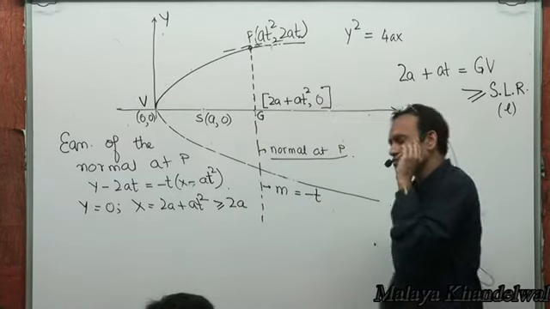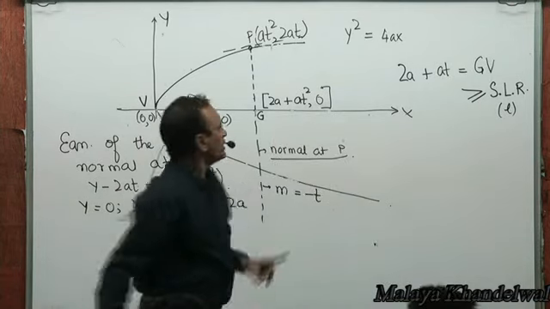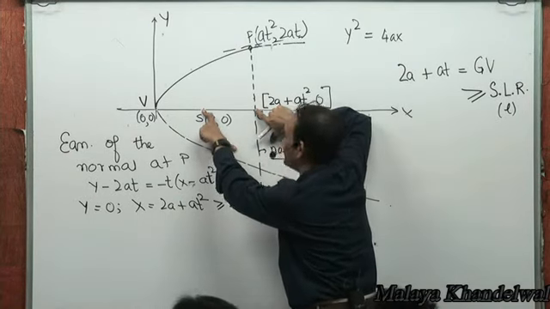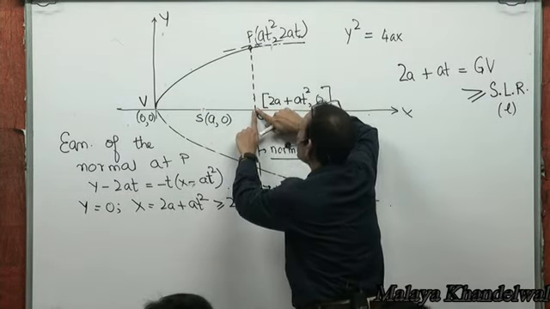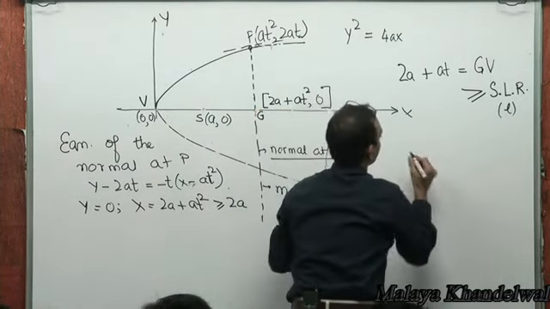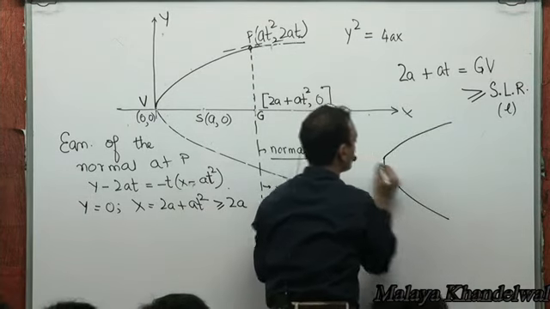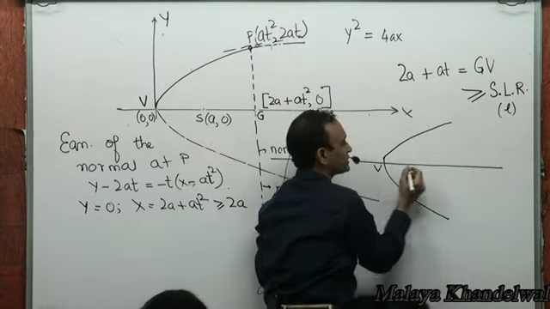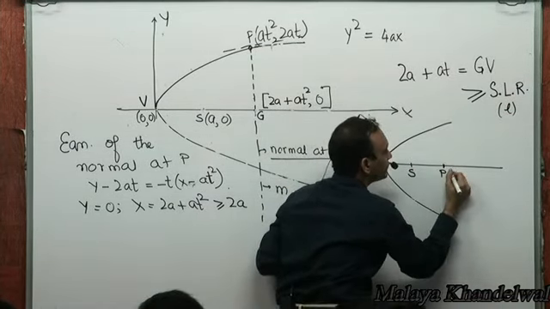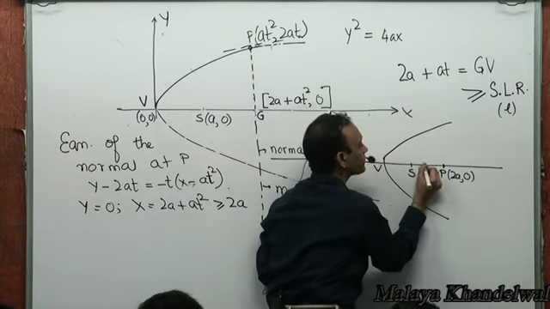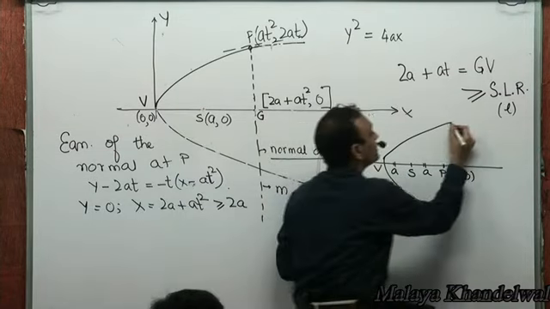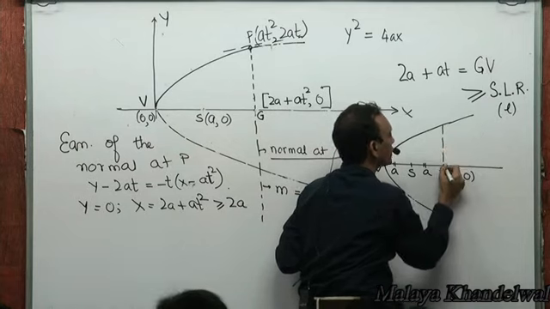Now, having said this, if this distance is greater than or equal to a, which it should be, right? Then there are 3 real normals that could be drawn to the parabola. That means, say this is the vertex, this is the focus, and so this point is some point P, which is (2a, 0), which is some point, this is a units, this is a units, right? Which means, think of it like this.